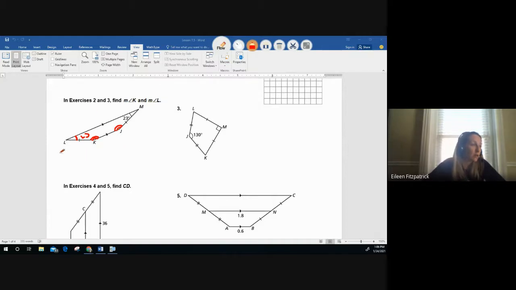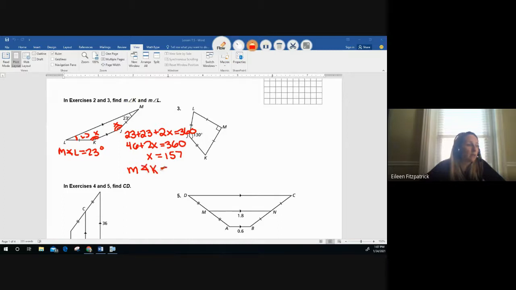All right, so I'm going to write this down. The measurement of angle L equals 23. Okay. And then I think I'll do 23 plus 23 plus 2x, let's make those both x's, equals 360. Okay. So that's 46 plus 2x equals 360. All right. And then when you subtract 46, divide by 2, you get x is equal to 157. Sorry, the measurement of angle K is equal to 157 degrees.